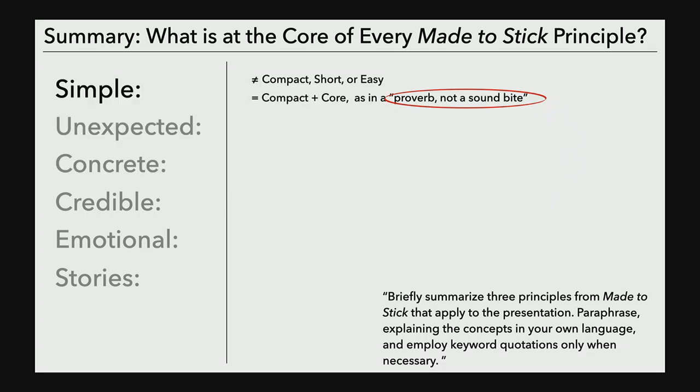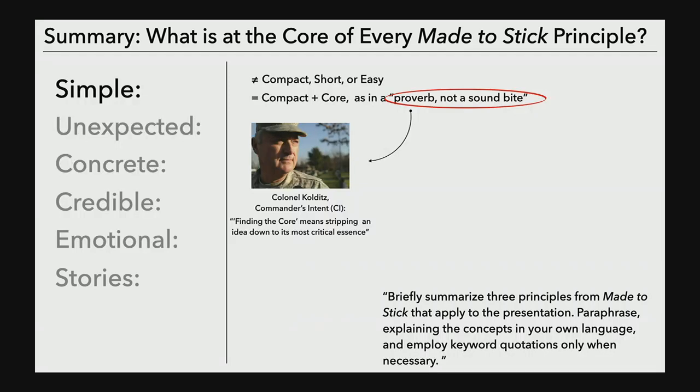Now, this is the first chapter, or the first concept that's discussed in the book. And it breaks down into, sure, simple means concise. That's one thing it definitely does mean. But if you look at it, it breaks down into two examples. And this relates to how I was talking about how the examples in the book are key to understanding the concept itself. They talk a lot in the simple chapter about this idea of commander's intent. Getting to the core is to get to the commander's intent. And they talk about it using this proverb.